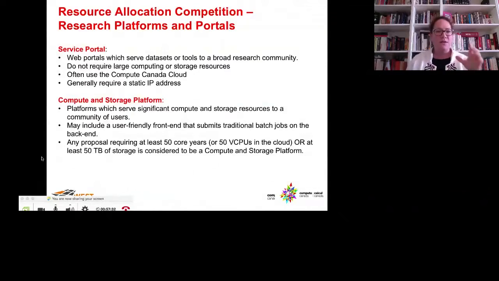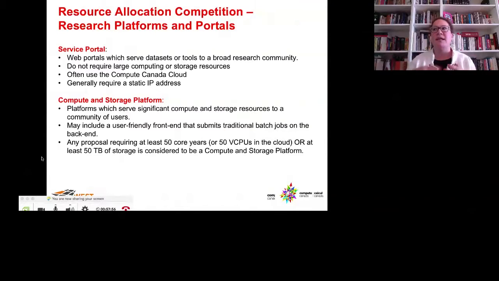There are two different, sorry, I keep using the word flavors, but it sort of works well. Two different flavors of research platforms and portals. You might guess one's a platform, one's a portal. Clues in the name. So with the service portal, what we're looking at is web portals which serve data sets or tools to a broad research community.